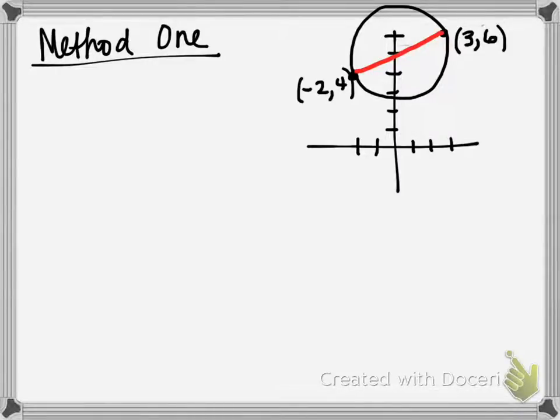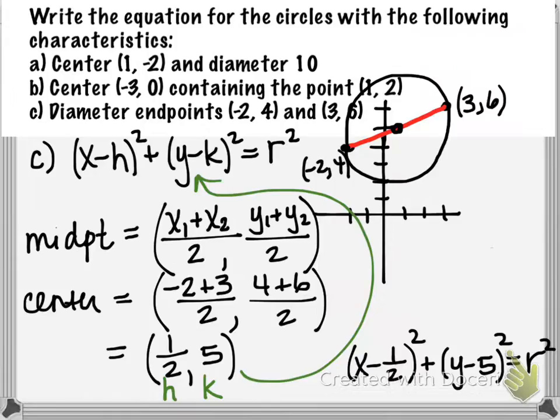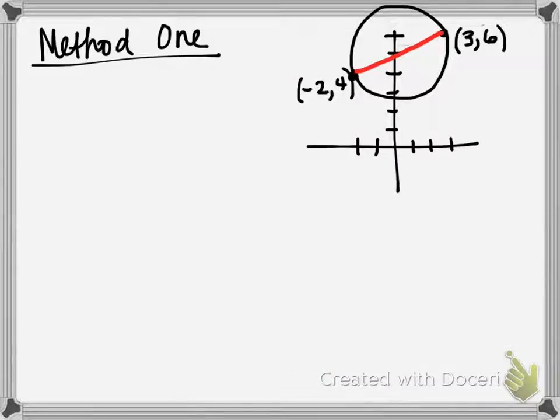So to use the distance formula, we have two options. We've determined the center from our previous work here. The center was 1/2, 5. So we know the center right here. And we could certainly do the distance formula from the center to one of these points on the circle, and that would determine the radius.